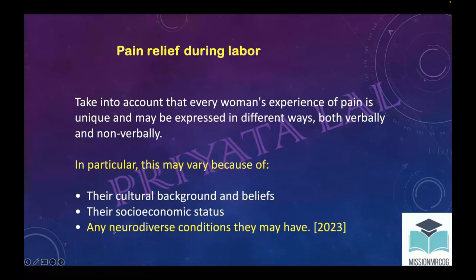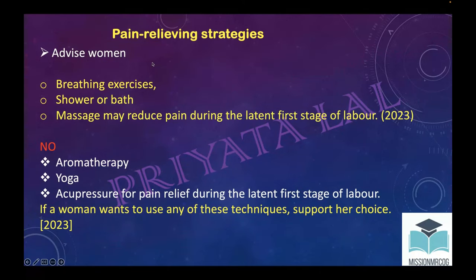Now, pain relief. In this part of the guideline, they have added so many new things that you should know. Whenever pain relief is offered, neurodiverse conditions, socioeconomic status, and beliefs, everything has to be respected. Now, what are the pain relieving strategies? Breathing exercises, shower, bath, and massage can reduce pain in the latent first stage of labor. But they are saying no to aromatherapy, yoga, and acupuncture. So some breathing exercises, she can take a bath or shower or massages. These are the pain relieving strategies during the latent stage of labor recommended by NICE.